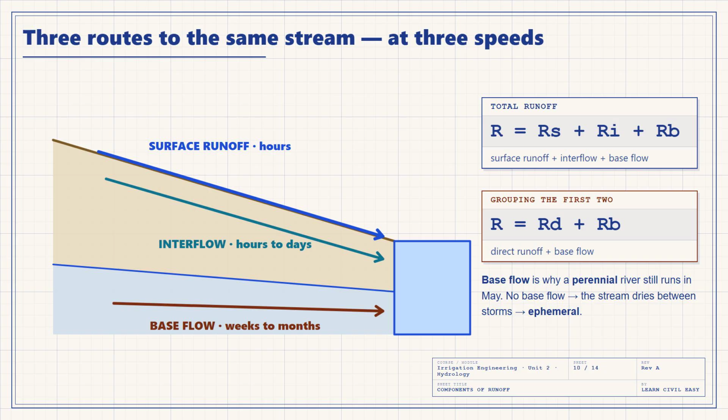Base flow is the reason a perennial river is still flowing in May, months after the last rain. That water fell during the monsoon and has been traveling underground ever since. A stream with no base flow dries up between storms, and we call it ephemeral.